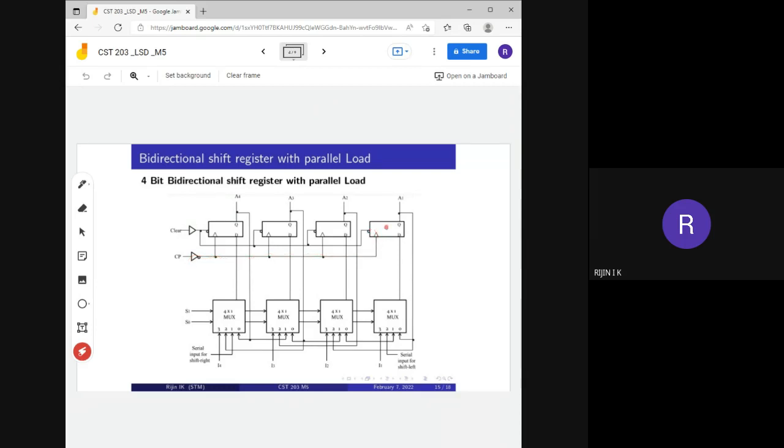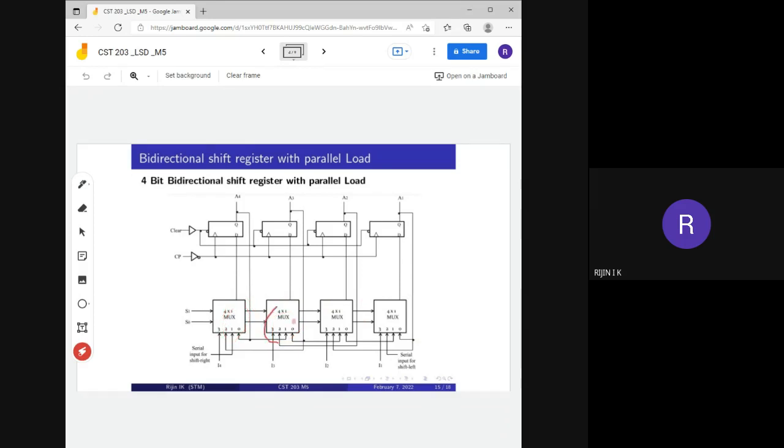But here in this example, you can see 4 multiplexers are used. These 4 multiplexers will help the bidirectional shift register to perform its operation. That means it has to perform right shift and left shift, and also it has to perform parallel load. So for that it uses 4 multiplexers.